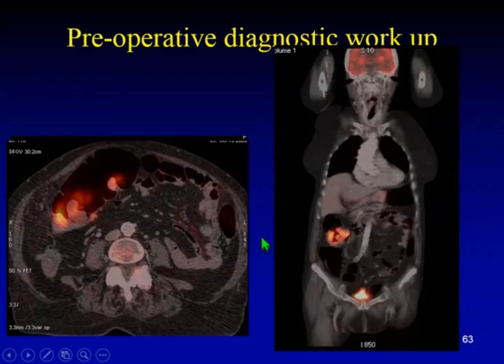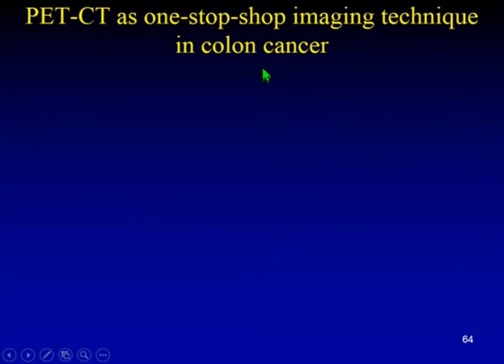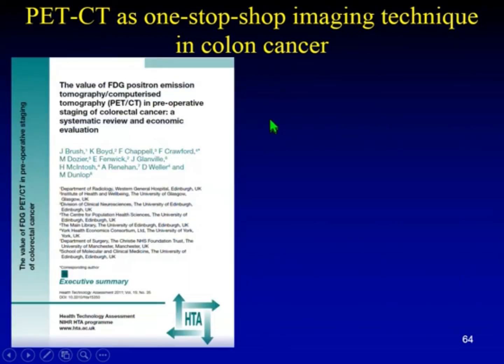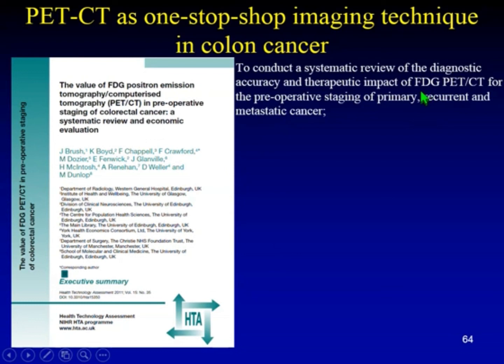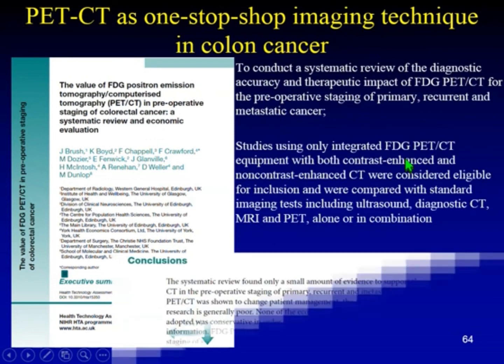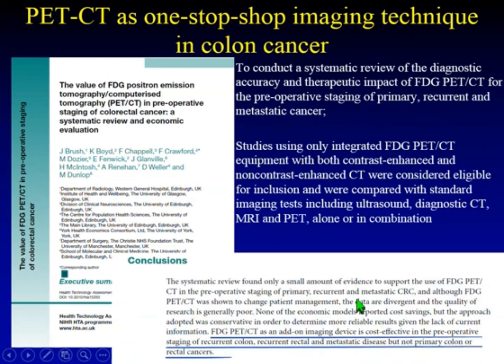And we thought about the problem of PET-CT as one-stop shop imaging in colon cancer. Is it useful? Following this article, written by specialists from the economic world and from the medical world, that compared PET-CT, conventional CT, and MRI in imaging of colon cancer, PET-CT is not a useful choice as a one-stop shop in case of a first diagnosis, but it becomes a very useful tool in case of recurrence of colon or rectal cancer or in case of diffused disease.